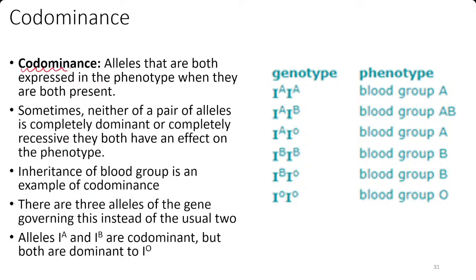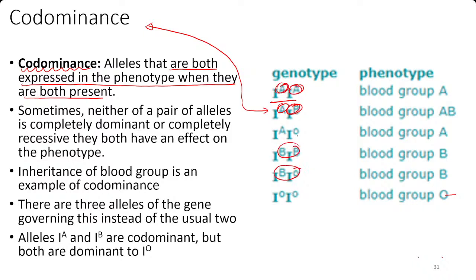So we have codominance, alleles that are both expressed in the phenotype when they are both present. Okay, so we have the genotype AA, which means blood group A, and AB, that means blood group AB. Now this is codominance because the allele for A and the allele for B are both dominant, as you can see over here and here. When we have A and O present, A is expressed because this is dominant. B and O, B is expressed because B is dominant. When you have O and O recessive, then O is expressed.